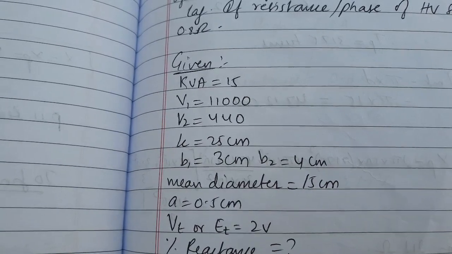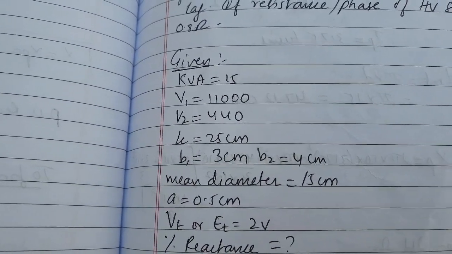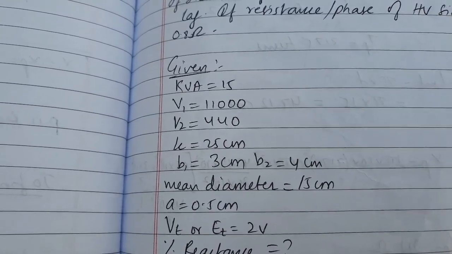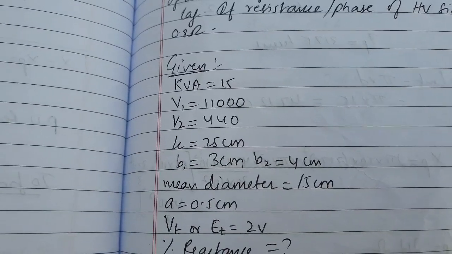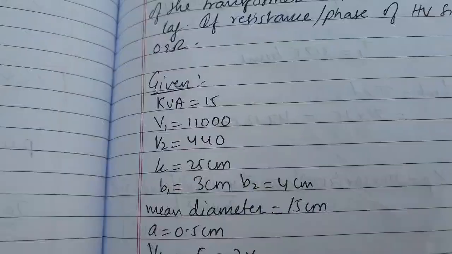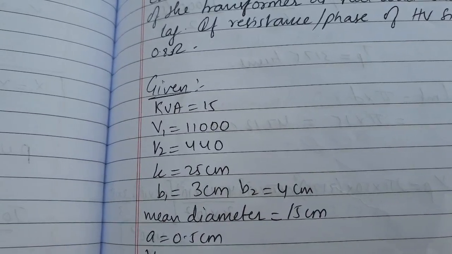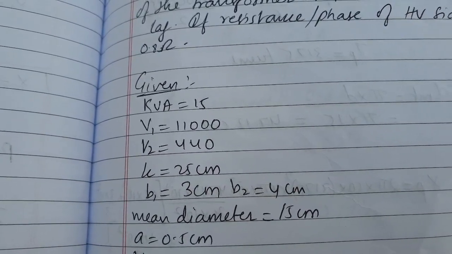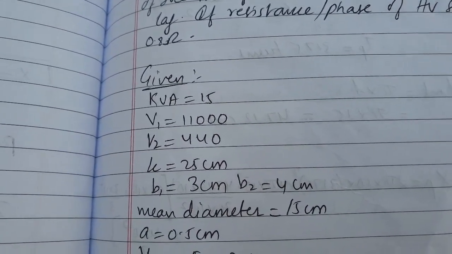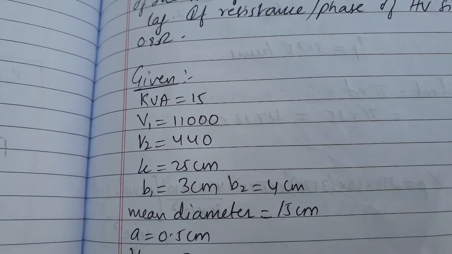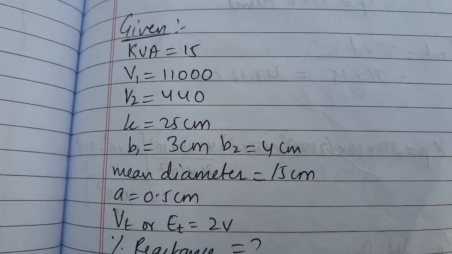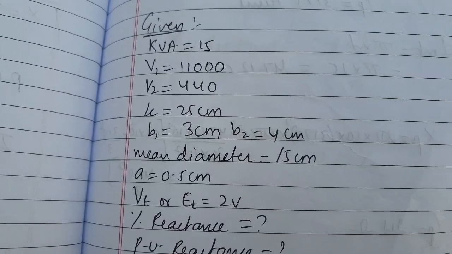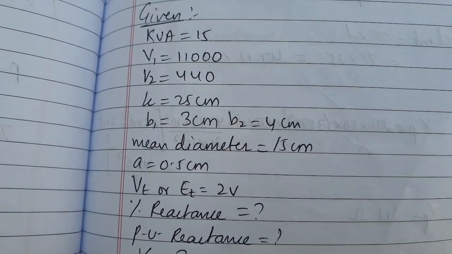Write down the given things. kVA is 15, V1 is 11,000, V2 440 volts, height of coil LC is equal to 25 cm, width of primary winding B1 3 cm, B2 4 cm, and here directly he has given mean diameter as 15 cm, that is LMT is equal to 15 cm. So the insulation between LV and HV winding is nothing but A, 0.5 cm. EMF per turn VT is 2 volt.